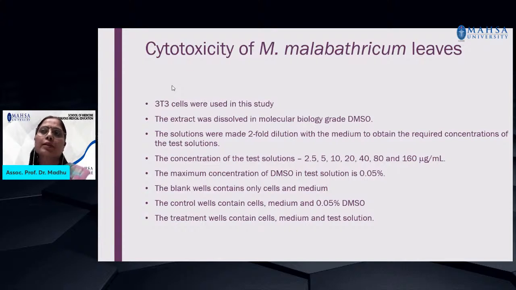It was made sure that the concentration of DMSO is not more than 0.05% because there are certain reports that high concentration of DMSO is toxic to cells. So we have used only less than 0.05%. The blank wells contain cells and medium, the control wells contain cells, medium, and DMSO of 0.05%, and the treatment wells contain cells, medium, and test solutions.